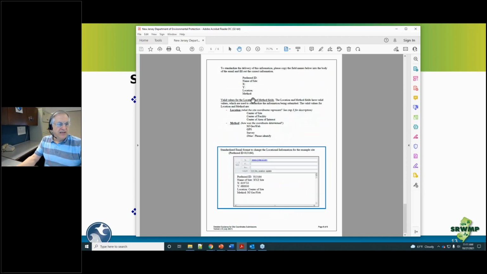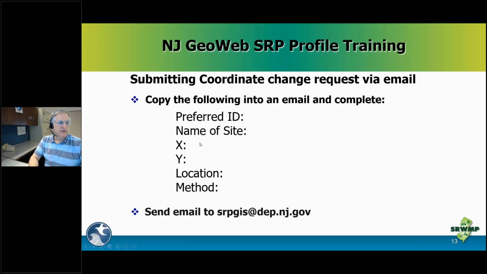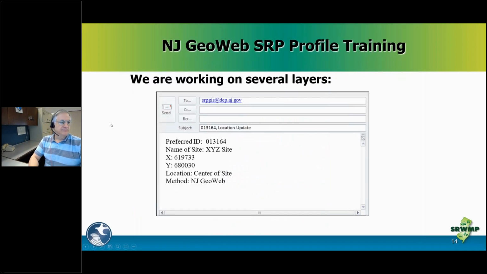And you would get that XY coordinate. You would copy this information in this area right here, and you would fill in the information and stick it into an email with us, sent to GIS.